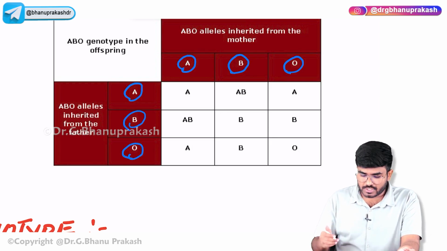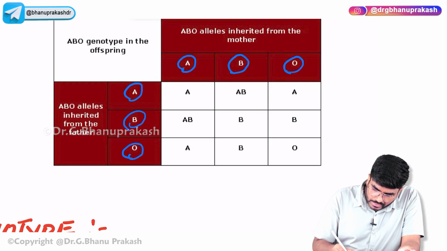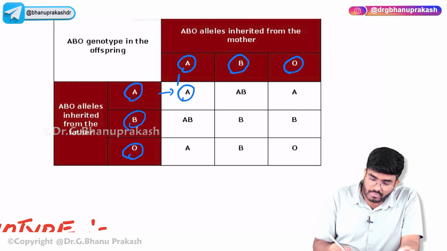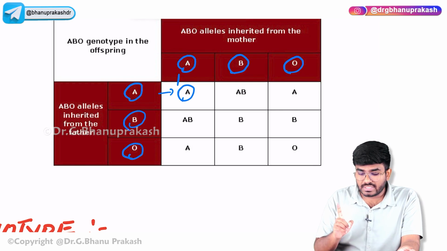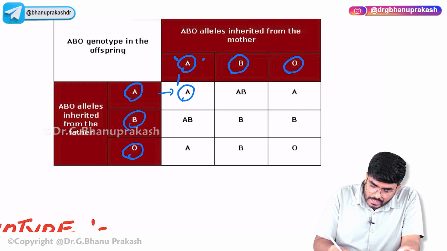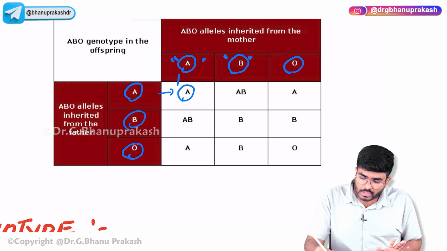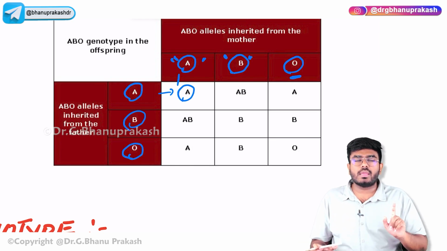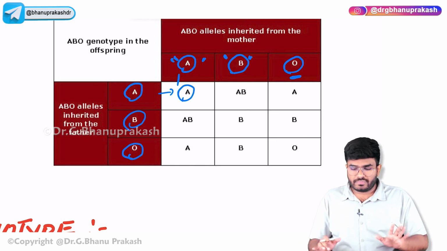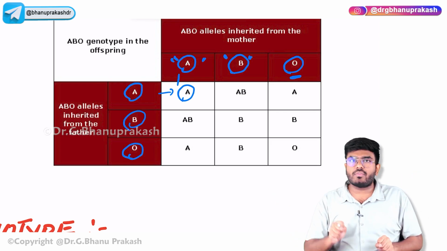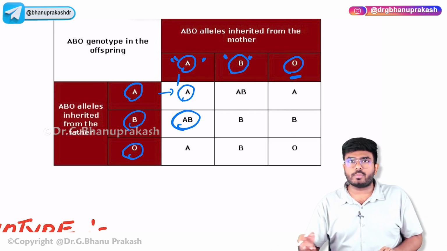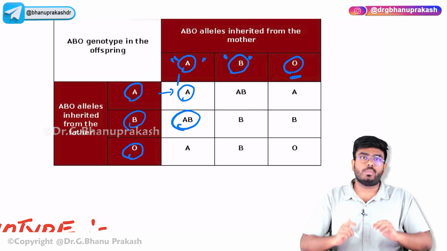Now, if they have kids, what are the possibilities? One kid can have AA, so definitely the blood group is going to be A. I have told you that the A allele as well as the B allele are both dominant; only O is recessive. If a baby is getting A from the mother and B from the father, both are going to be expressed. So the blood group is not going to be A, not going to be B, it is going to be AB blood group.